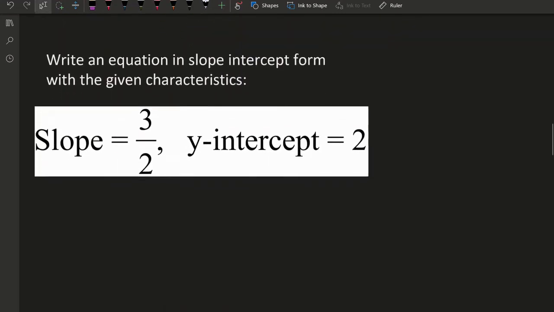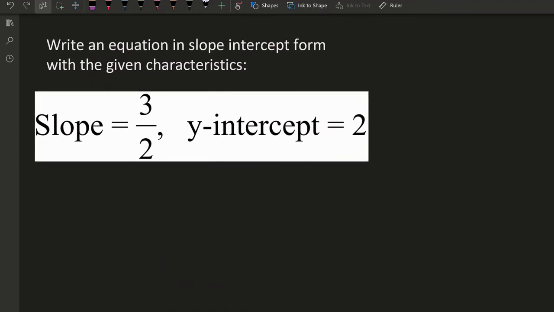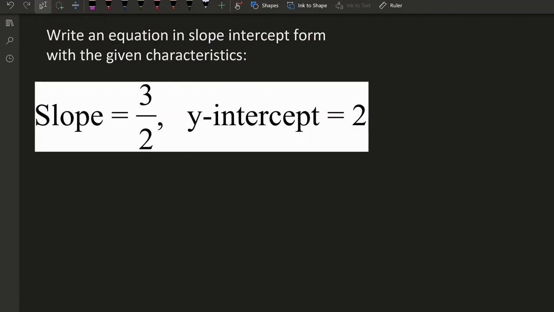That would be quick. So your homework practice is going to look like this. Write an equation in slope-intercept form with the given characteristics. The slope is 3 over 2 and the y-intercept is 2. Now this is as easy as it gets because slope-intercept form is y equals mx plus b, where the slope is 3 over 2 and the y-intercept is 2. That would be y equals 3 over 2 x plus 2. And we're finished.